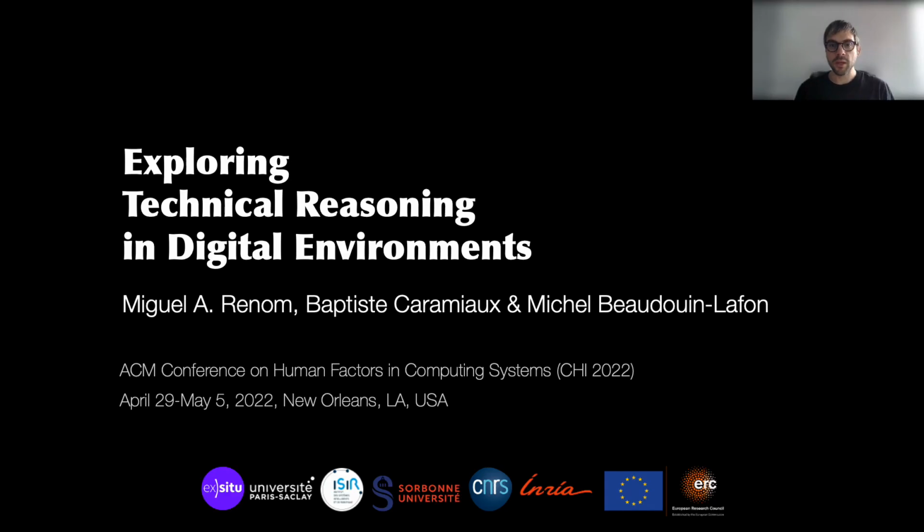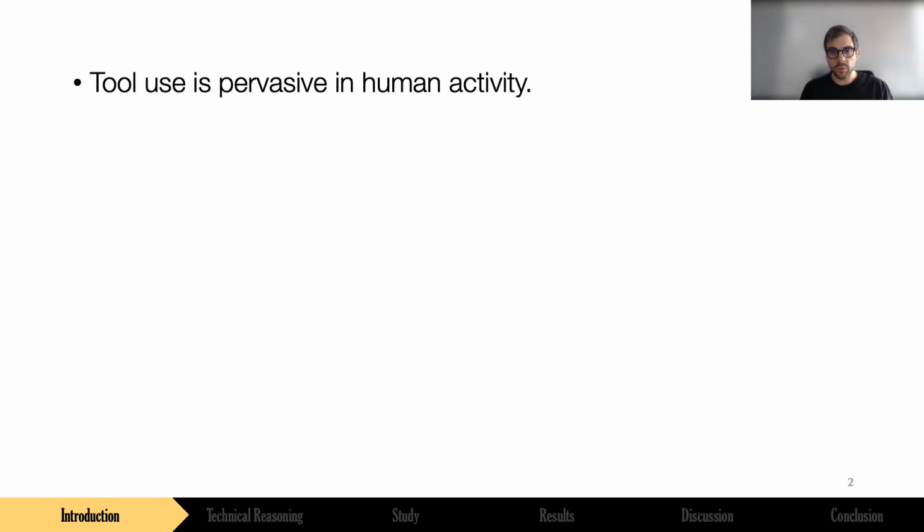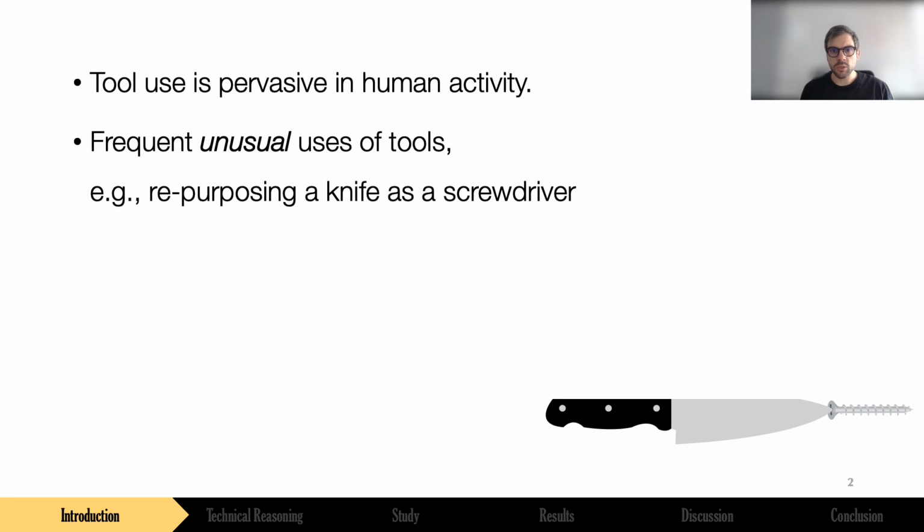Hi, my name is Miguel Renom, and in this video, I will present our work exploring the technical reasoning hypothesis in digital environments. Now, to state something obvious, a lot of our interactions with physical objects involve using tools. For example, we use screwdrivers to drive screws through walls, we use hammers to pound nails, we use knives to cut apples. And I'm just citing usual uses for these tools, but tool use also comes in the form of unusual uses, such as when we repurpose a knife as a screwdriver.